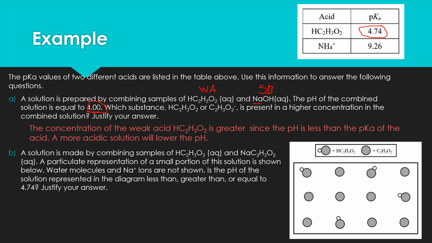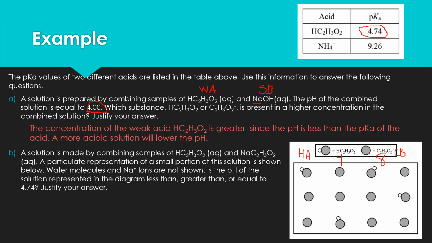So our weak acid is the gray circle with the little one hydrogen atom on it. So we've got 1, 2, 3, 4 of those. And then our conjugate, we have 1, 2, 3, 4, 5, 6, 7, 8 of those. So we have a lot more conjugate base, all right, this is our conjugate base, than we do of our weak acid. So that means we're going to be more basic.